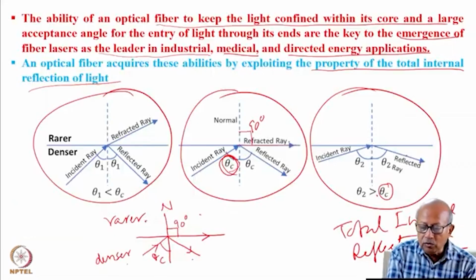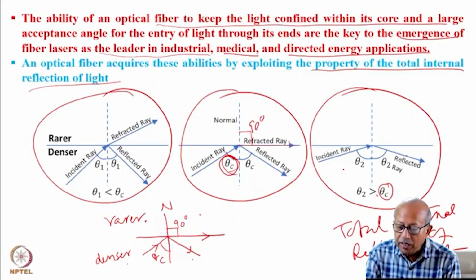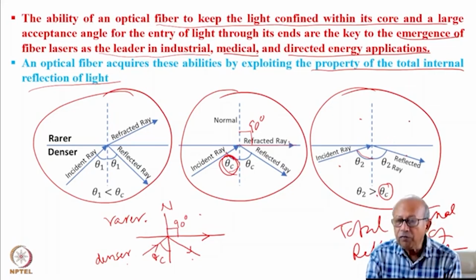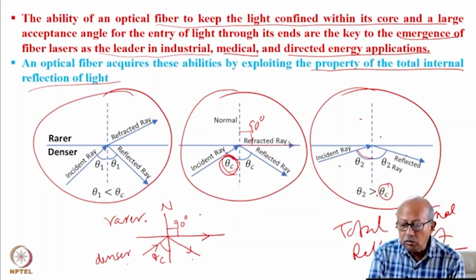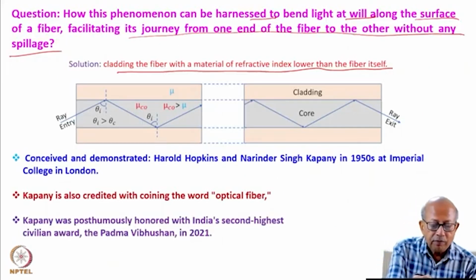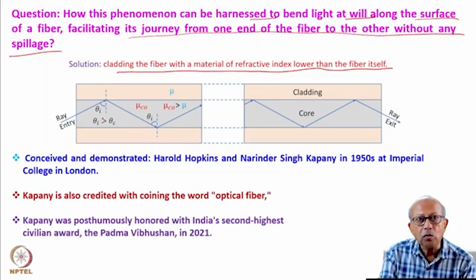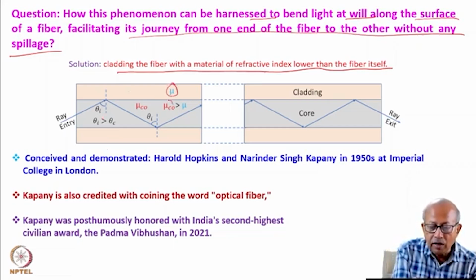So basically, you take advantage of this. If the light travels from a denser to a rarer medium, and if the angle of incidence exceeds the critical angle, there cannot be any refraction of light. So no loss of energy due to refraction. For this, this is your core, the glass core, and you put a cladding whose refractive index is less than that of the core.